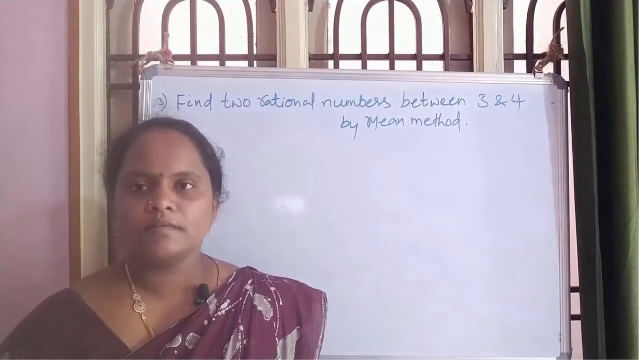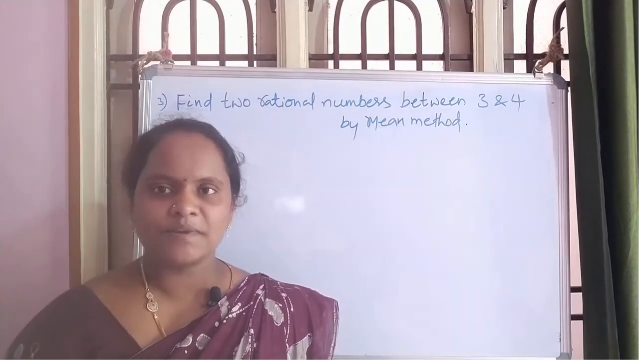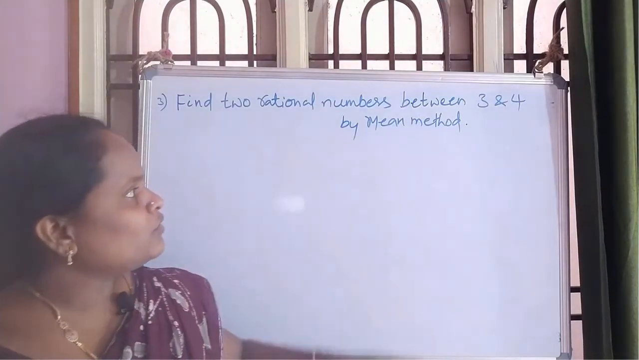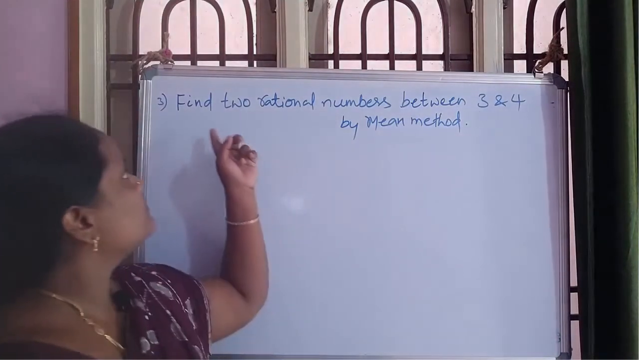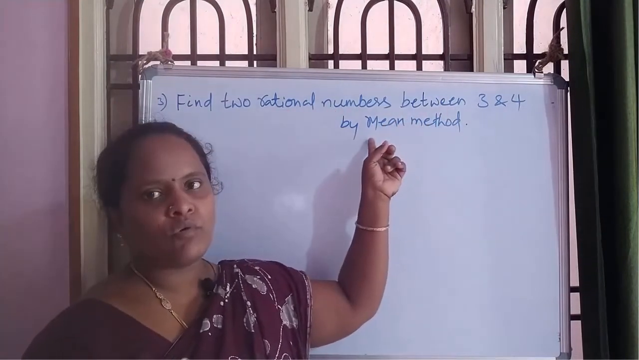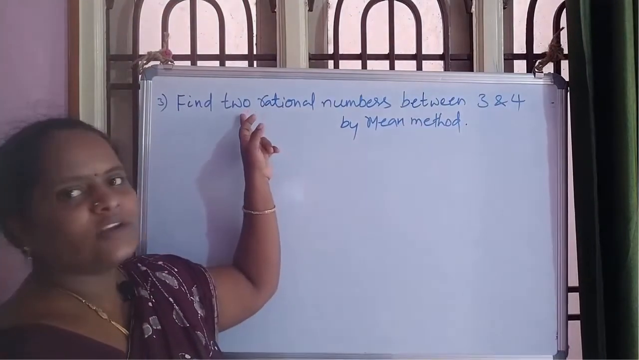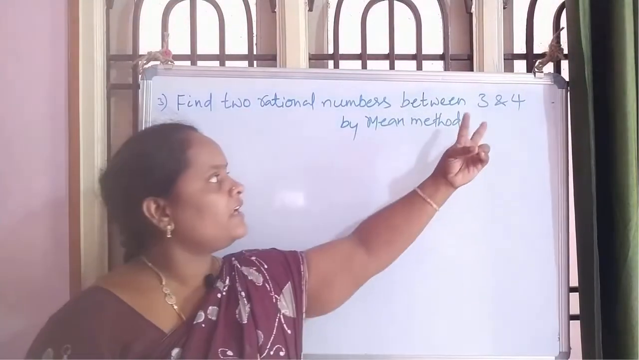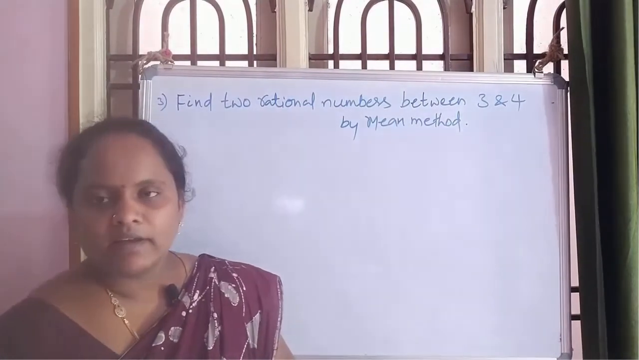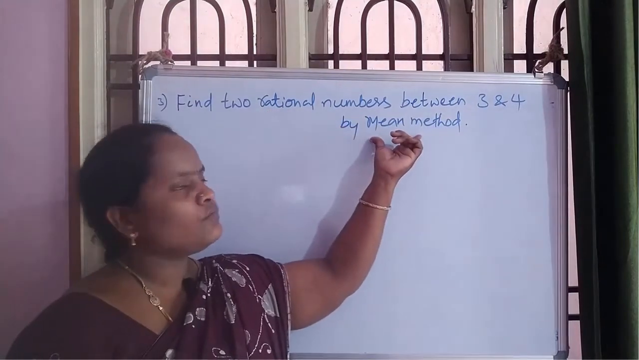So children, just now I said that there exist infinite rational numbers in between any two rational numbers. Now here I have given two rational numbers. See this question: find two rational numbers between 3 and 4 by the mean method. So between 3 and 4, I need to find 2. How many will I have in between any two numbers? Infinite. Out of those, only 2 are required. And here we need to find those two rational numbers by using the mean method.